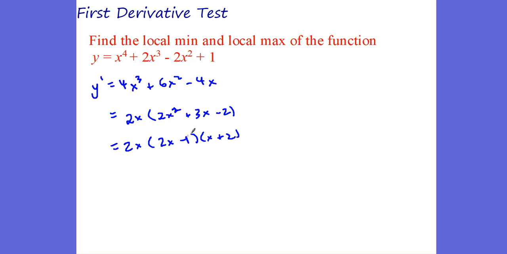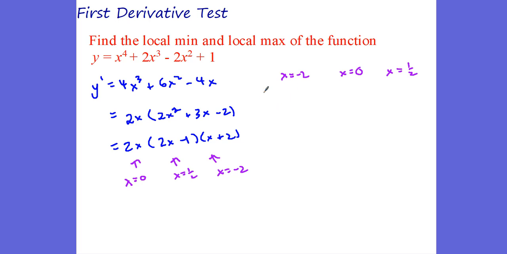So guess what? I know my critical values, don't I? I know my critical points: x is equal to 0, x is equal to 1/2, and last but not least, x is equal to negative 2. Okay, so these are my critical values: x equals negative 2, x equals 0, and x equals 1/2. So doing the first derivative test, we want to figure out whether these are local mins or maxes.